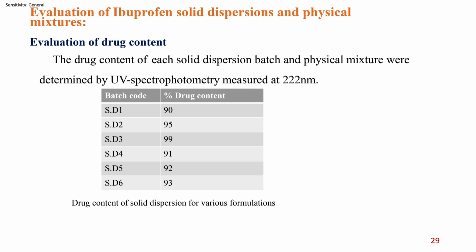Evaluation of ibuprofen was done by UV spectrophotometer, which was measured at 222 nanometers. For solid dispersion batch 1, drug content was 90%. For batch 2 it was 95%. For batch 3 it was 99%. For batch 4 it was 91%. For batch 5 it was 92%, and for batch 6 it was 93%. This is the evaluation of drug content for each batch.